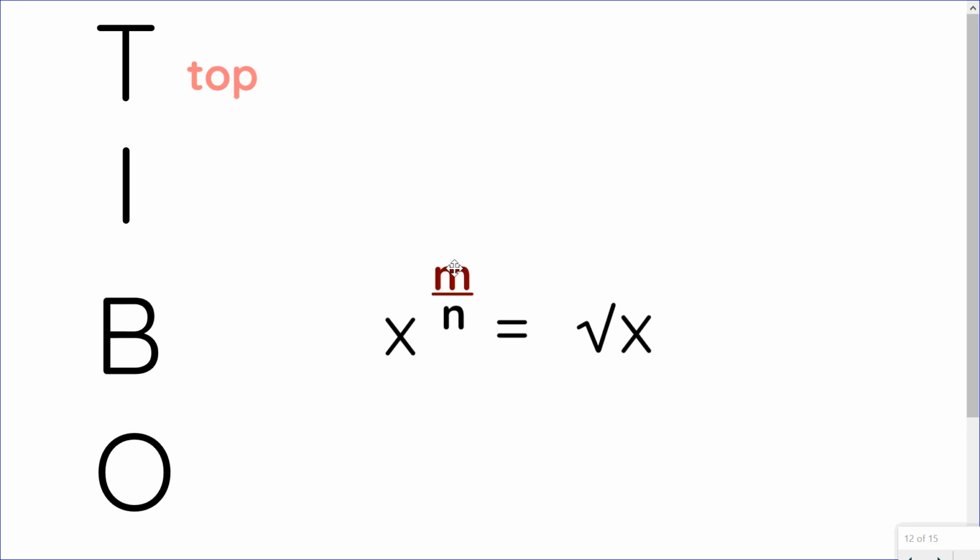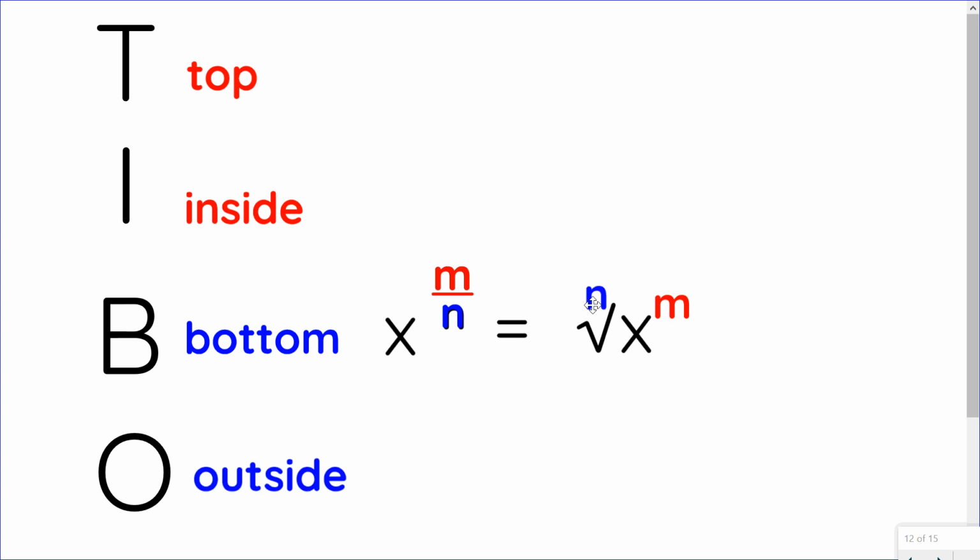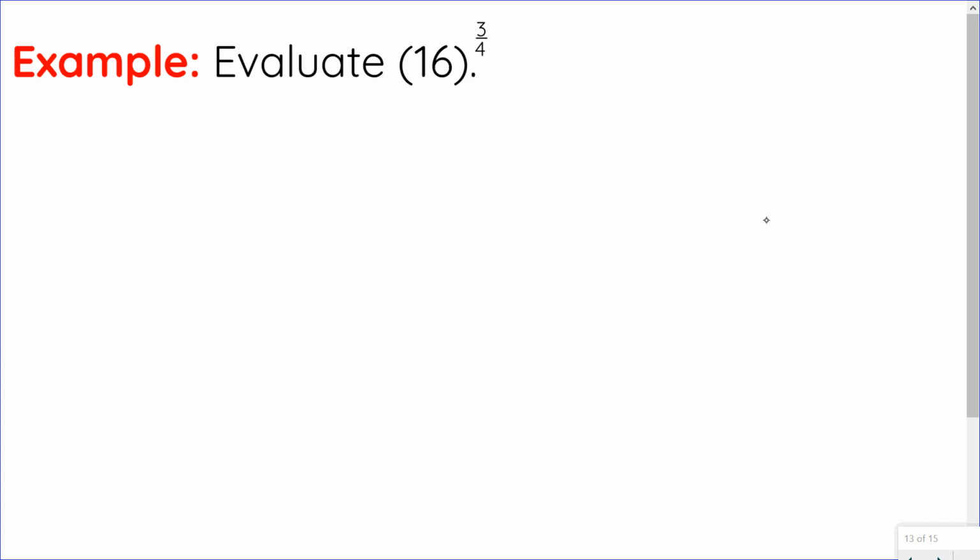T stands for top. So my top, or my numerator of my fraction, is going to go inside, and B stands for bottom, denominator. The bottom of my fraction exponent goes on the outside. So what you really need to know here is that the bottom number is the root, and the top number is the exponent or the power. That's how the fraction exponents relate to one another. So let's try this with the shortcut.